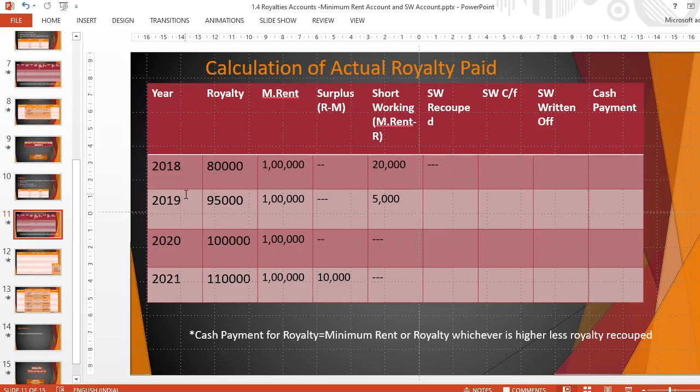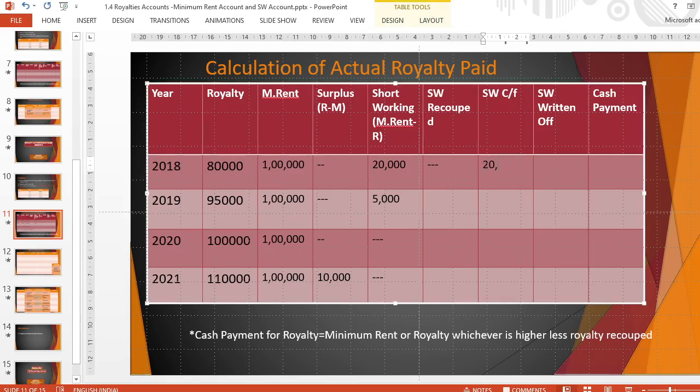So after 2018 we cannot carry forward further. 2018 short working can be recovered only in the year 2019 and we cannot carry forward to 2020. So this 20,000 rupees short working, which cannot be recouped, is carried forward to 2019. The entire amount is carried forward to next year, so written off is nil. So consider the cash payment or actual royalty payment: minimum rent or royalty, whichever is higher. So here the higher amount is minimum rent 1 lakh minus recoupment 0. So here the royalty payable is 1 lakh.